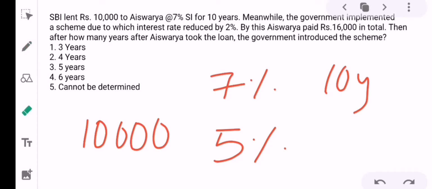By this time Aishwarya paid rupees 16,000 in total, right? So 16,000 in total simply means 6,000 rupees was paid by Aishwarya as interest. So the question is, how many years after Aishwarya took the loan did the government introduce this scheme? Let us find that out.